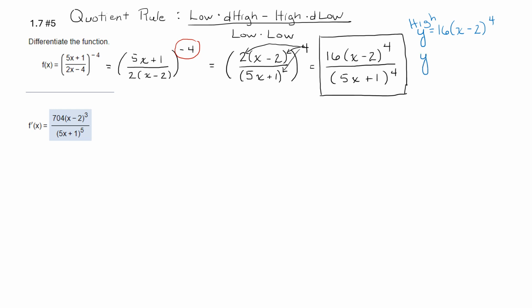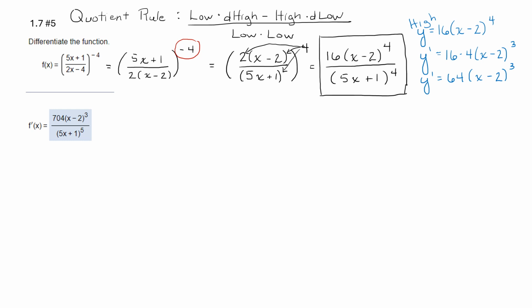So the derivative of that is going to be 16 times the 4 I bring to the front, and then I reduce the exponent by 1. So 16 times 4 will give me 64 times x minus 2 to the 3rd. So that's the derivative for high.